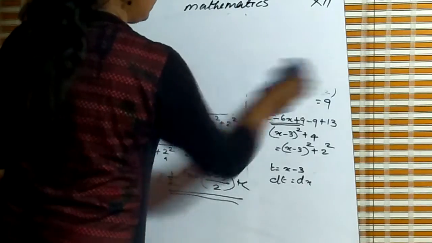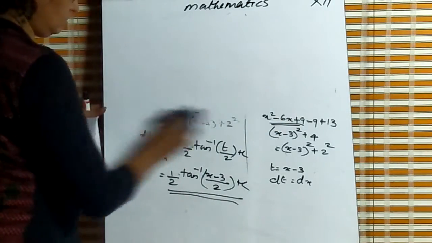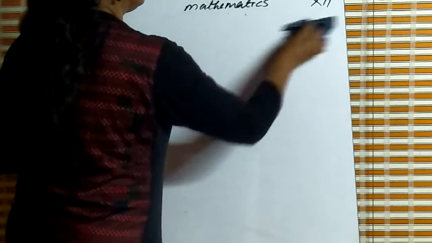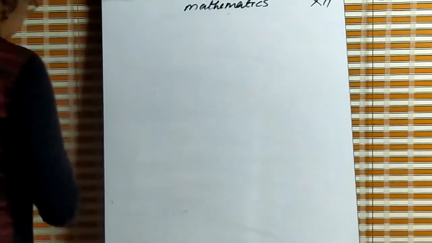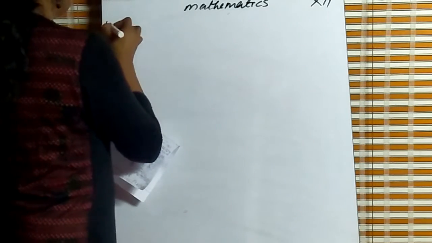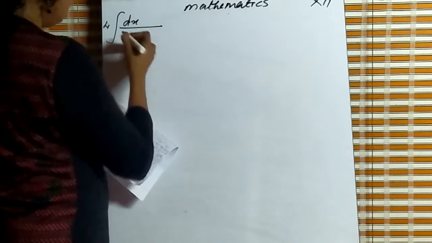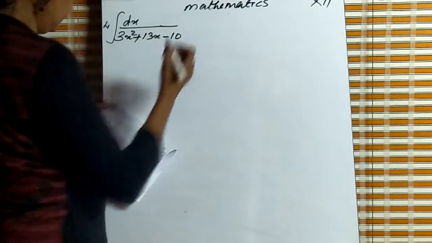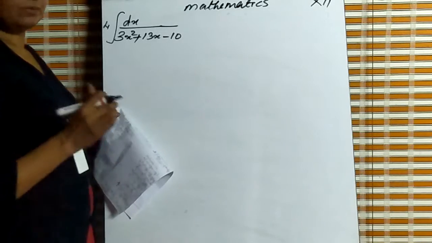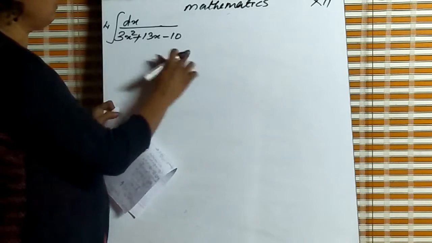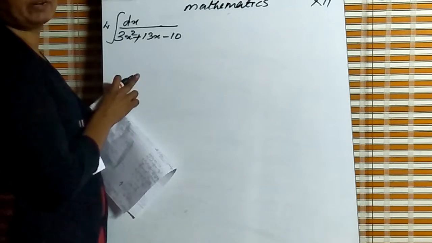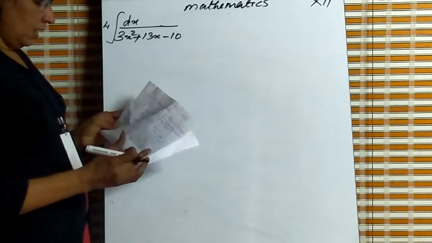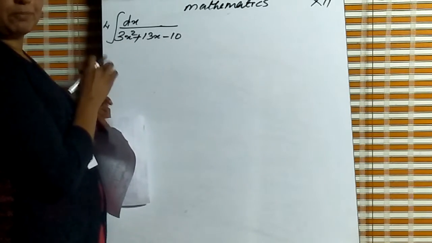Fourth question: integral dx by 3x square plus 13x minus 10. Like previous questions, we have to use the method of completing square. In all the previous questions, the coefficient of x square was 1, but here the coefficient of x square is 3.